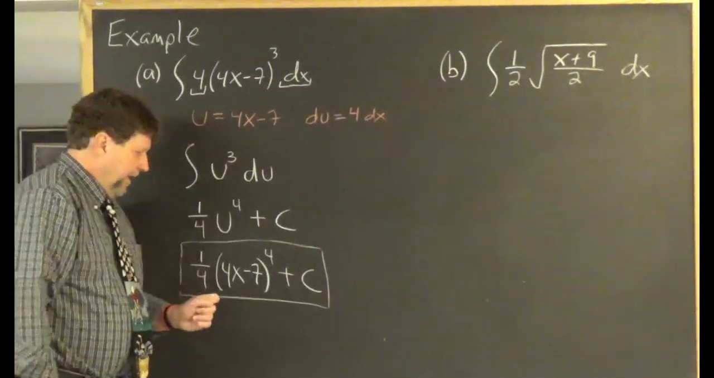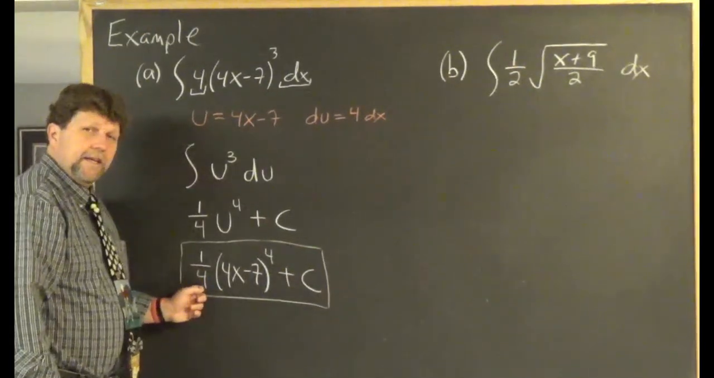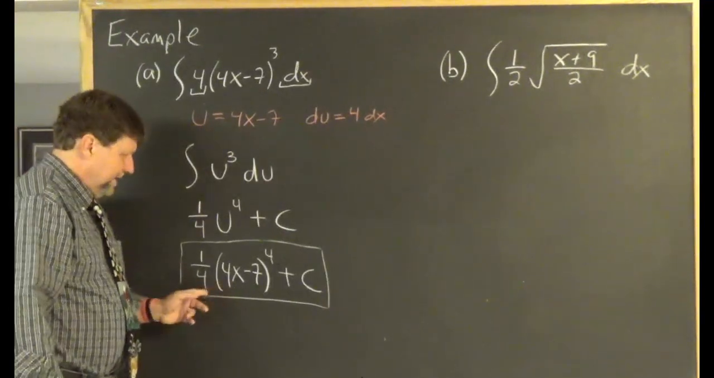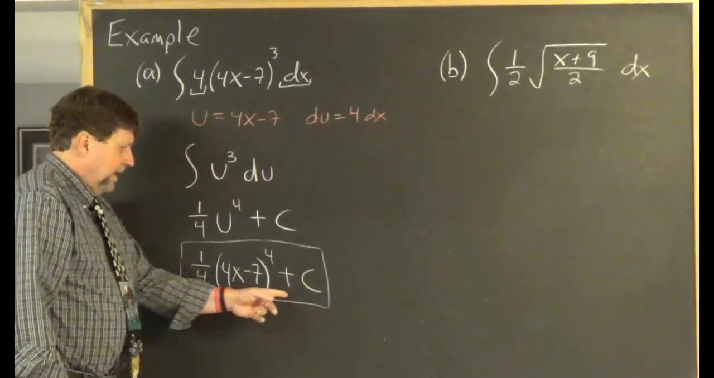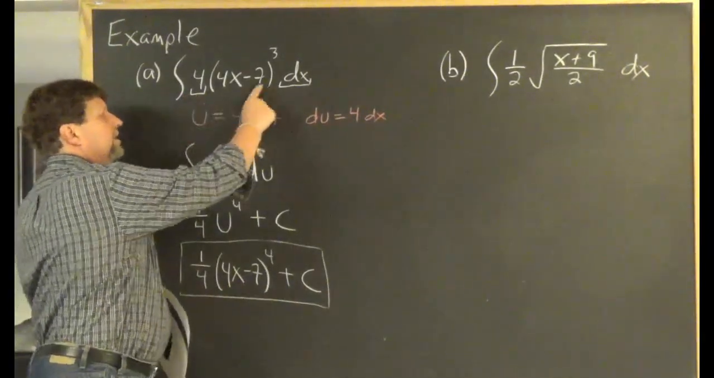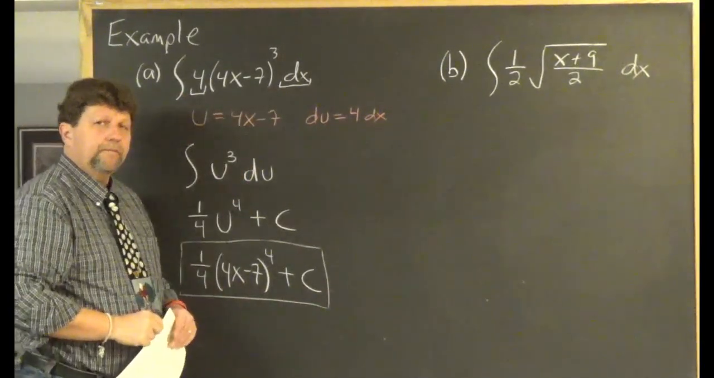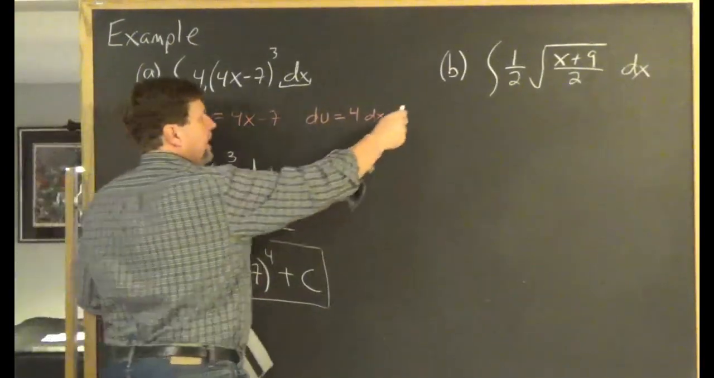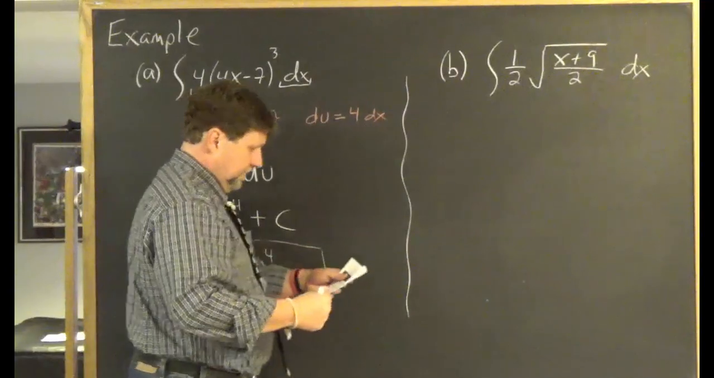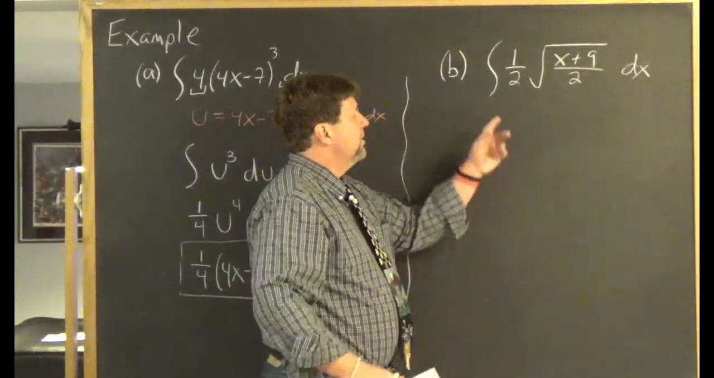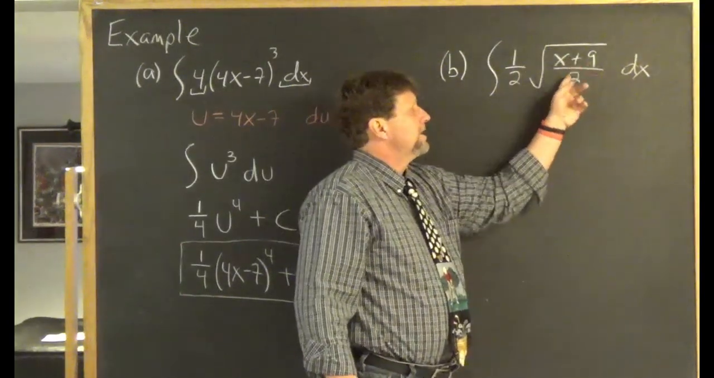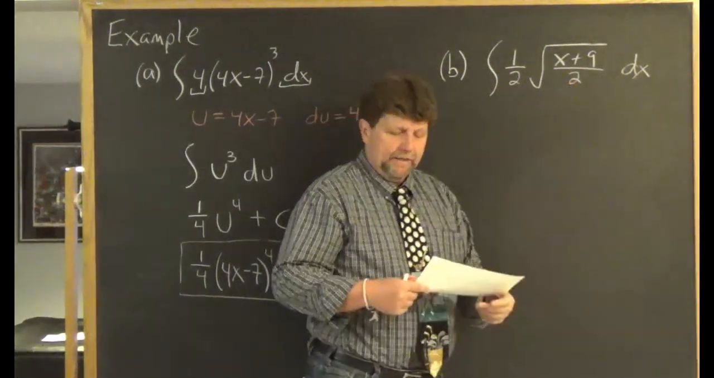One more time, how do I know this is really the correct antiderivative? That's right, differentiate this. When I differentiate this, I better get the original integrand back. All right, let's look at the one in part B. So in part B, we are asked to integrate the square root of x plus 9 over 2, dx.